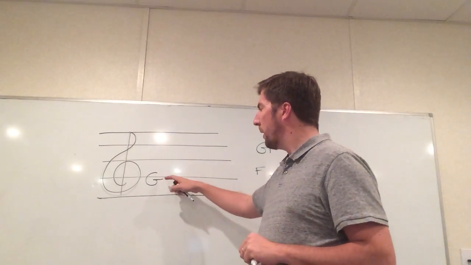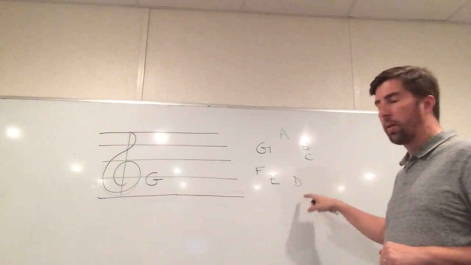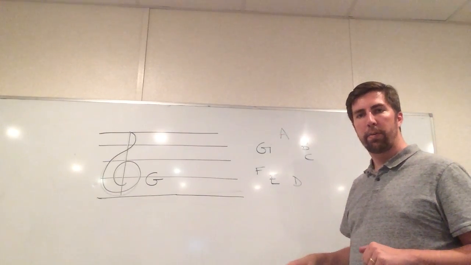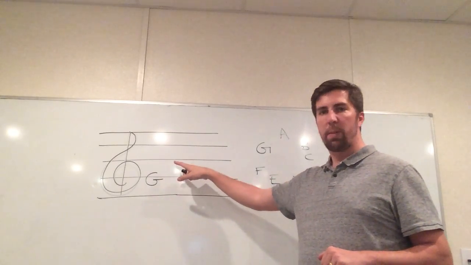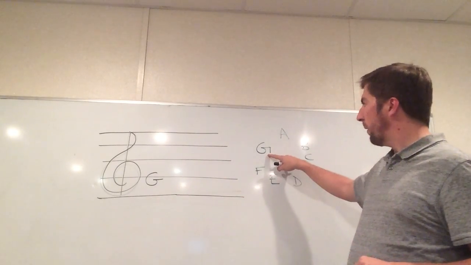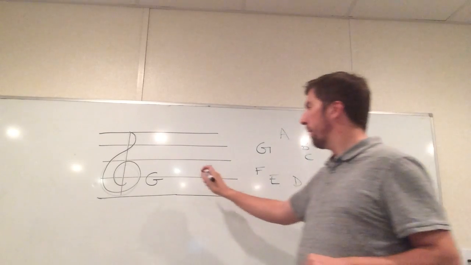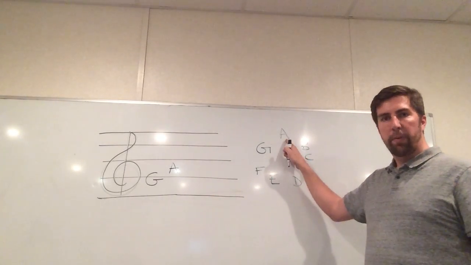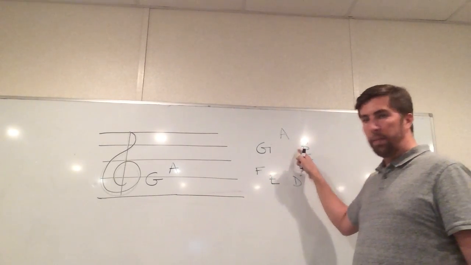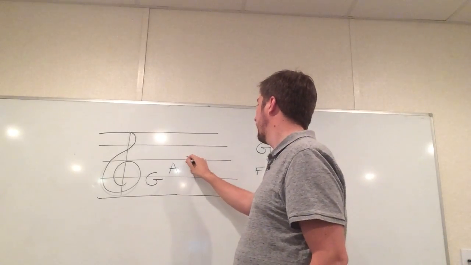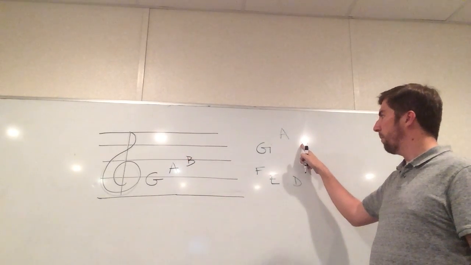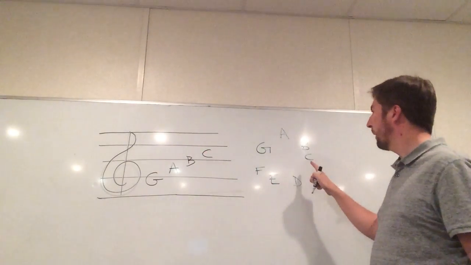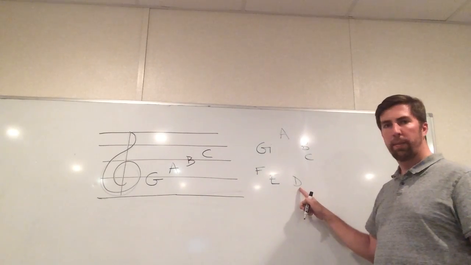Now from this G, we use our wheel of notes. We go up and down our wheel of notes by every line and every space. So right above the G we have a space. The name of that note going around our wheel from G goes up to A. So I'm going to write an A. Moving up from A around our wheel of letters, we have a B. After B, we have a C. And after C, we have a D.